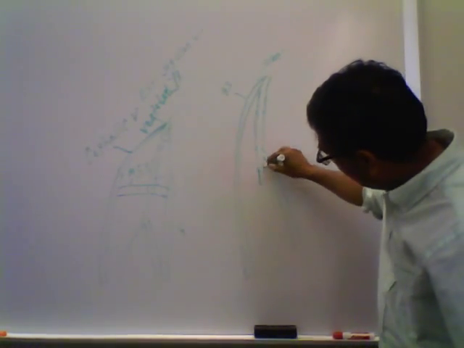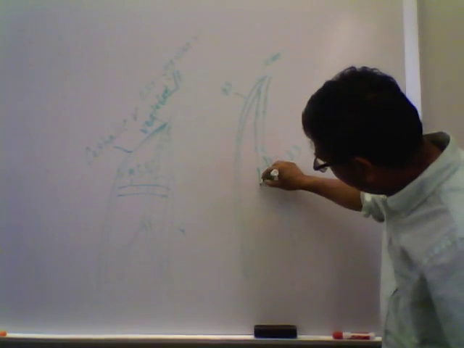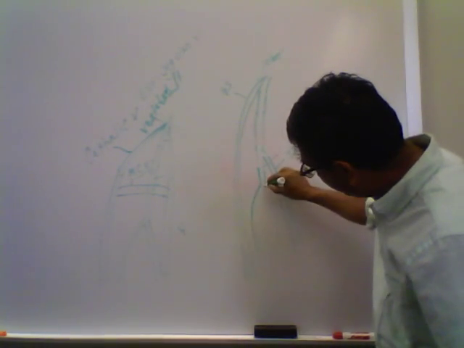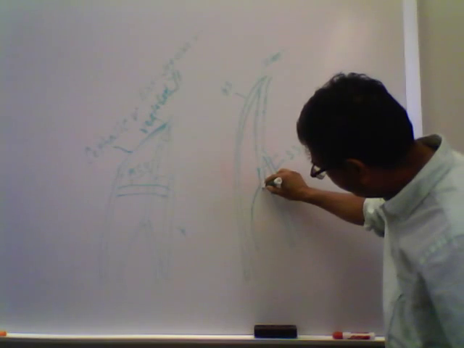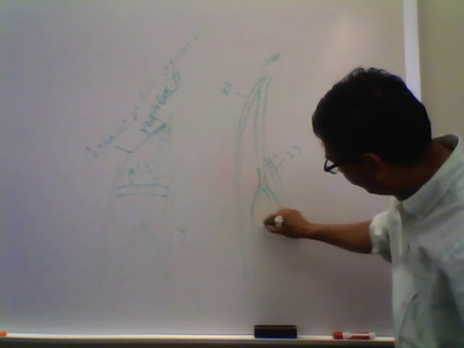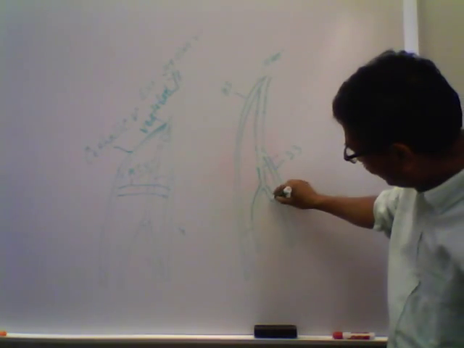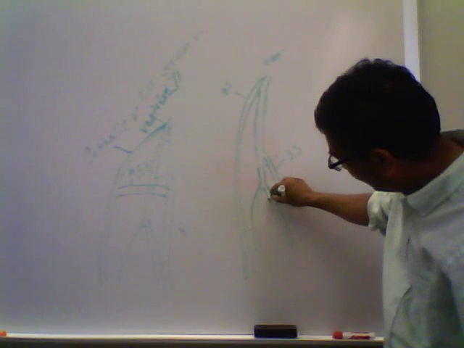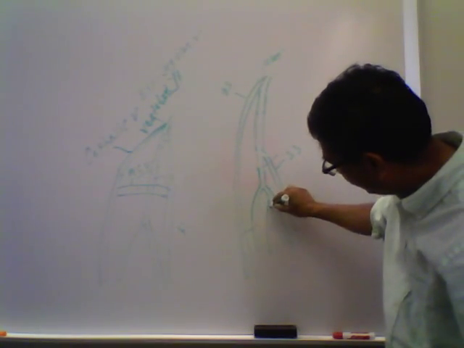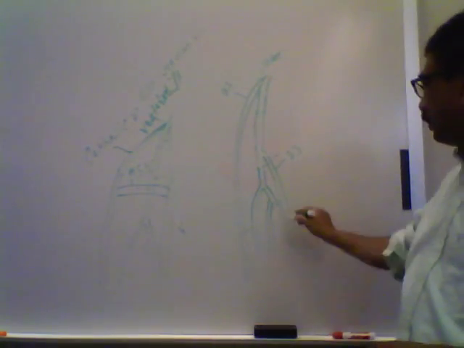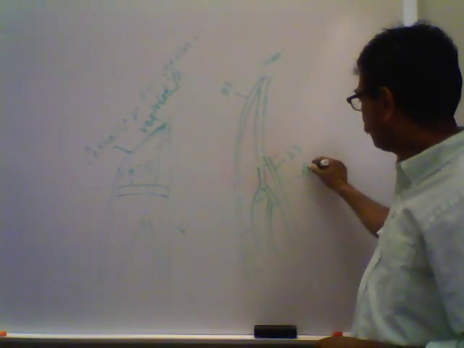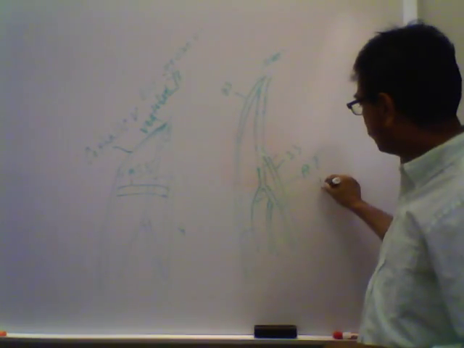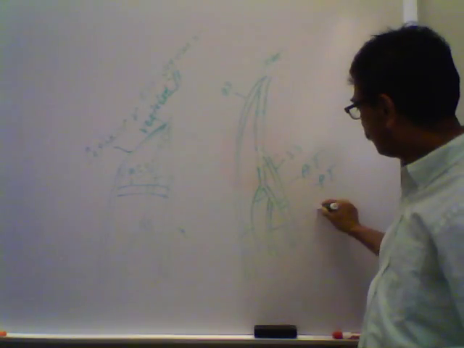And then the popliteal vein divides into anterior and posterior tibial. Okay, this is anterior tibial, this is posterior tibial, and from the posterior tibial you get another vein, that is the fibular. Okay, so this is anterior tibial, posterior tibial, fibular.